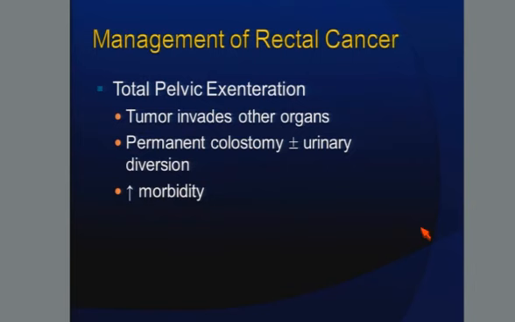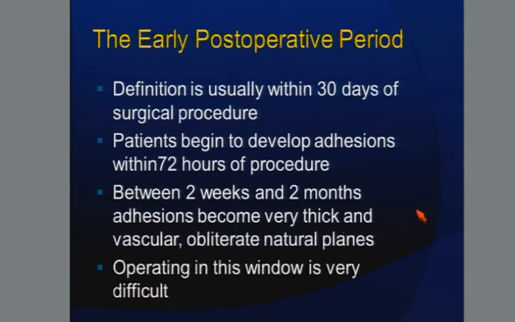And then finally, when the whole pelvis is involved, the patient will undergo total pelvic exenteration. The tumor is removed with all of the pelvic organs. The patient will have a permanent colostomy and often a urinary diversion as well. These are the more morbid surgeries. These patients have a longer and prolonged course.